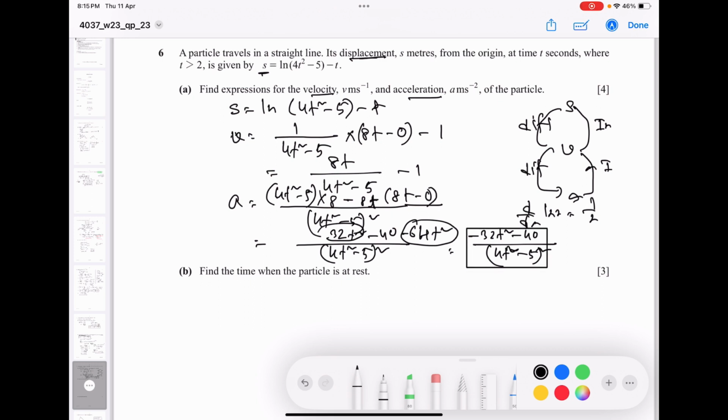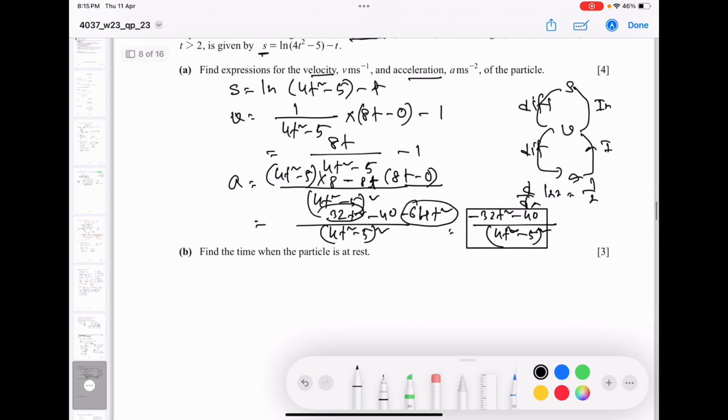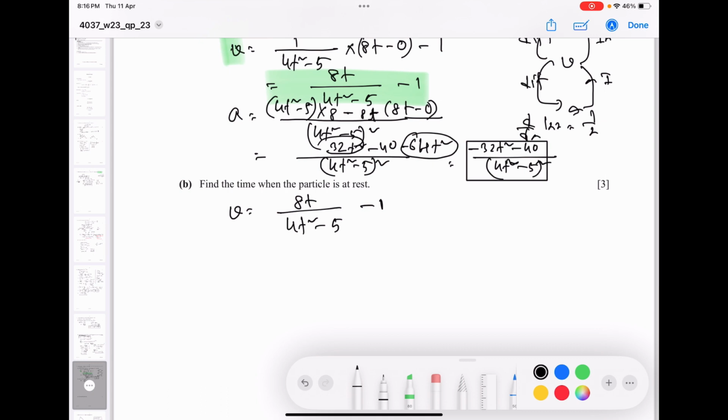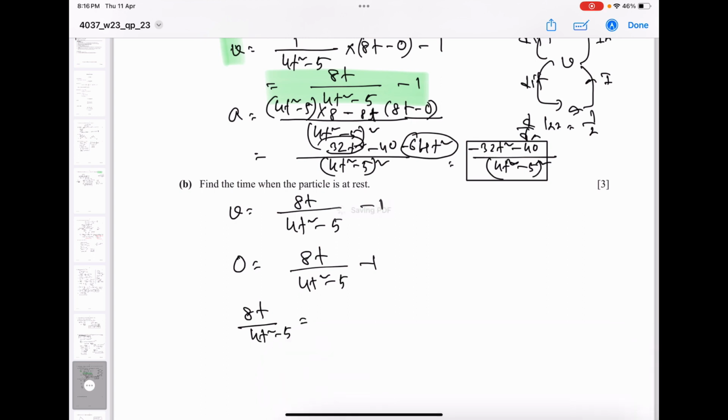Find the time when the particle is at rest. We know that at rest the velocity is always 0. So we have velocity equals 8t by 4t square minus 5, minus 1. Now let me consider v equals 0, since we are finding the time when the particle is at rest. So 8t divided by 4t square minus 5 equals 1.